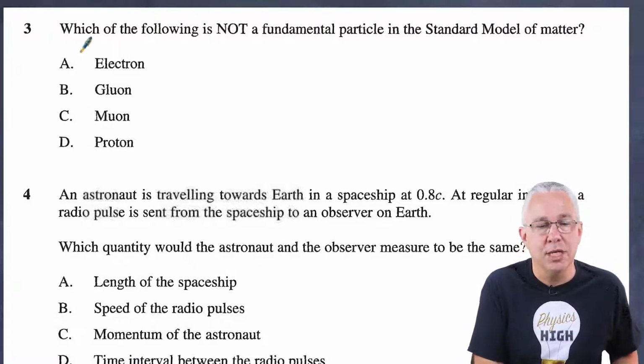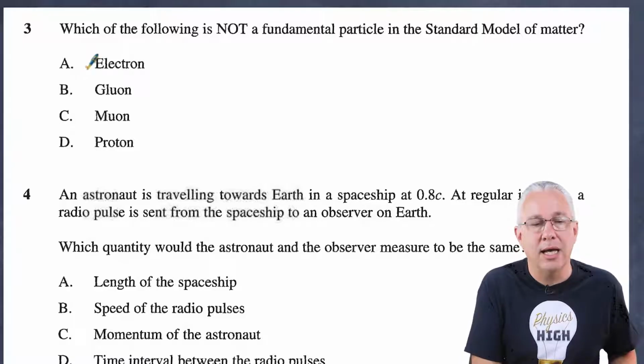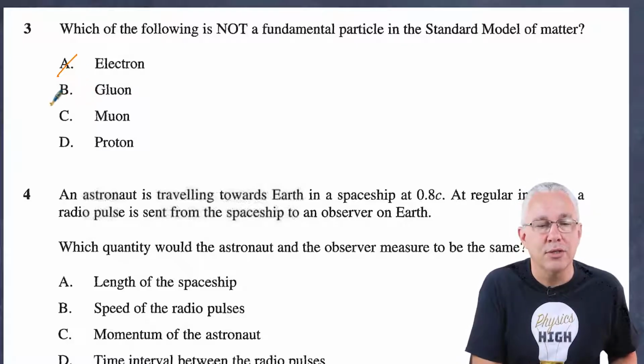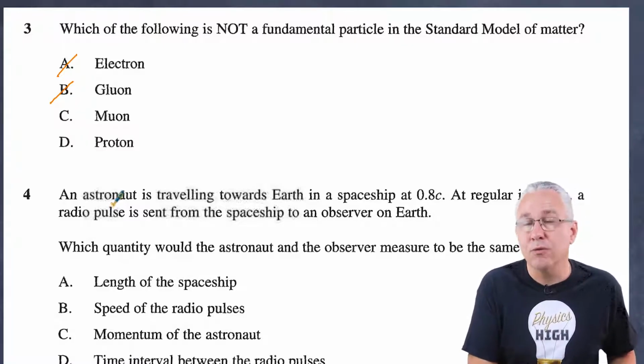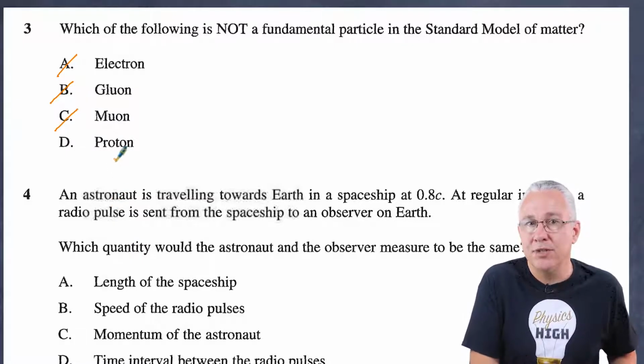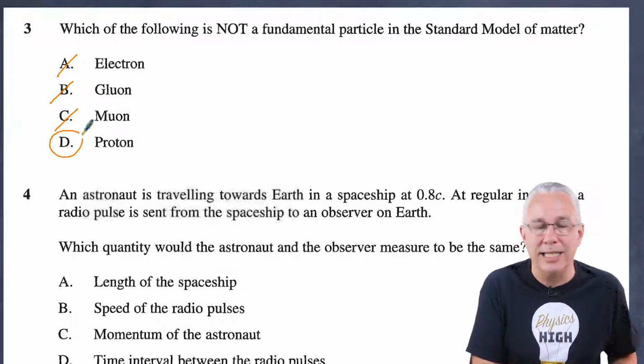Going through these options, an electron is a lepton. This is a fundamental particle, so A is not our answer. A gluon is a boson, which is a carrier, in this case, of the strong nuclear force, and therefore this is a fundamental particle. A muon is another form of a lepton, basically like an electron except heavier. It's a fundamental particle, and as I've just said, a proton is made up of 3 quarks, so as a result, this is our answer.